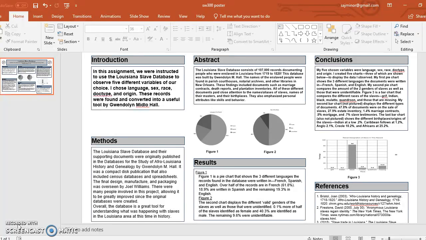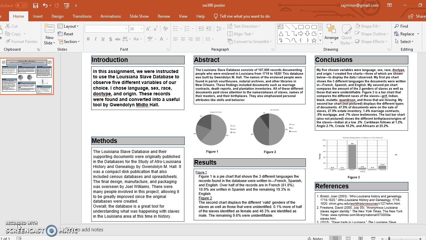I have 2 last charts that are not displayed. One shows the different document types kept of slaves, such as their marriage contracts, wills, and slave testimonies. The last chart shows the different origins or birthplaces of the slaves, such as Africa, India, or the Creole.